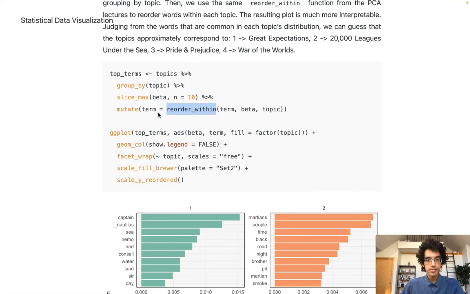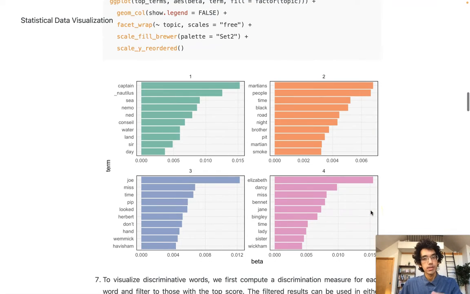Okay, so this is already giving us something more interesting, but this still suffers from the issue that some words are just really common, so they're going to end up being in the top group of words. So that seems to have happened here in Great Expectations. Don't is one of the top 10 words, but that's probably just a really common word. So it's not necessarily one that's going to be discriminating across these.